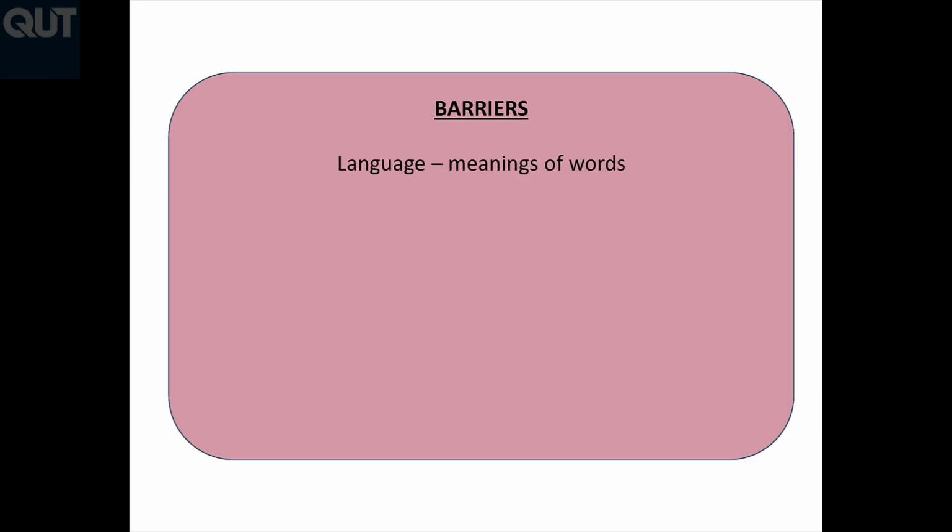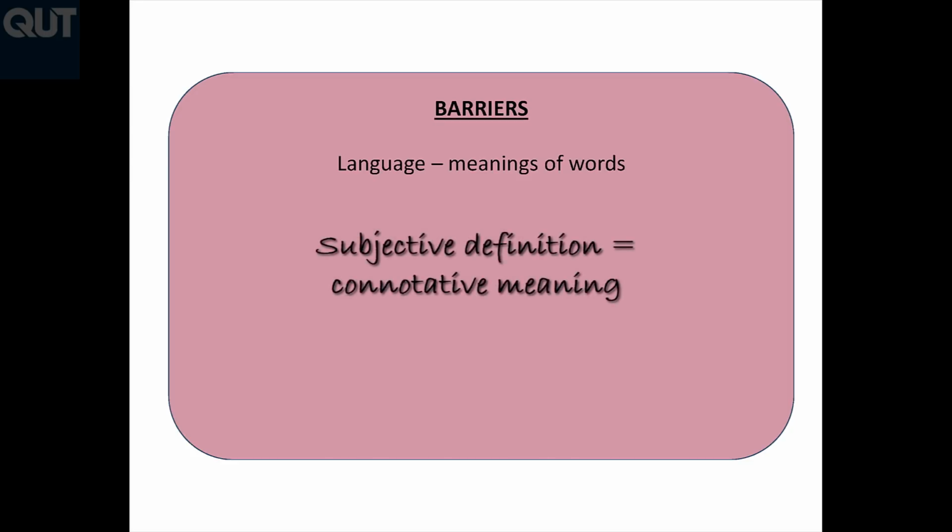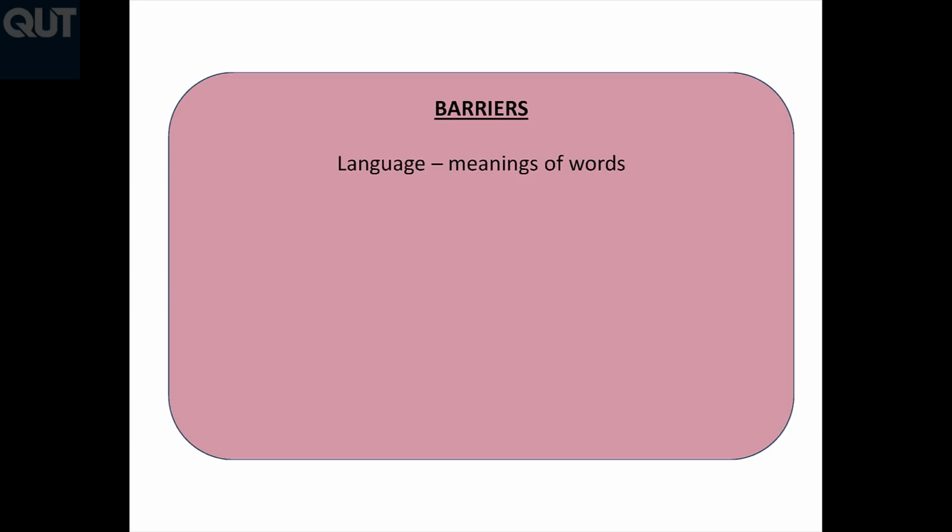Therefore, it's important to realise that words also have a subjective meaning, a meaning that will change from one person to the next. We call this the connotative meaning of a word. If you aren't clear about what your meaning is, you can easily have a misunderstanding between people.